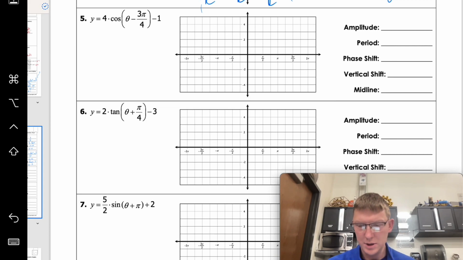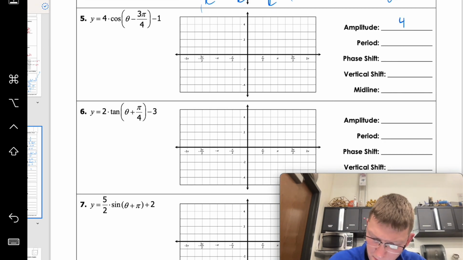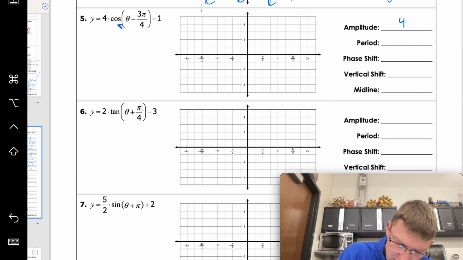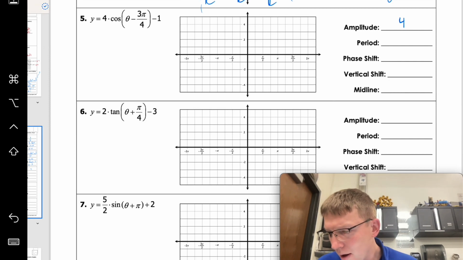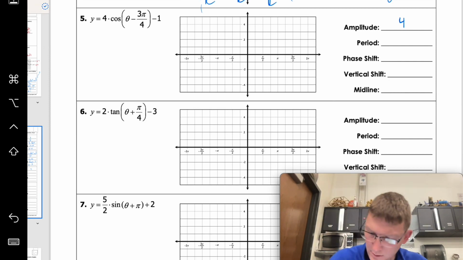And there you go. Number 5 looks like a good one to end on because it's got a lot going on, and you've now seen a sine, tangent, and cosine. So here we go. Looking at number 5, our amplitude is going to be 4. Our period, looking at the number right there, there is no number, so there's an implied 1. I'm looking at my formula, 2 pi over b. b is 1. So our period is going to be 2 pi.